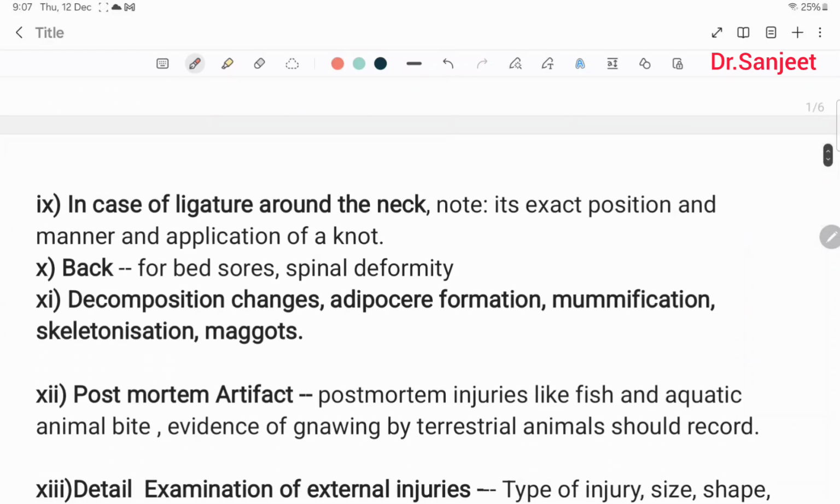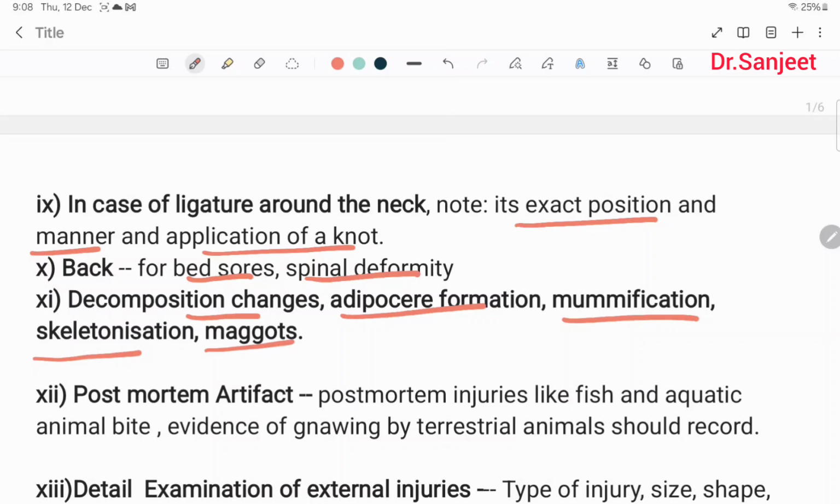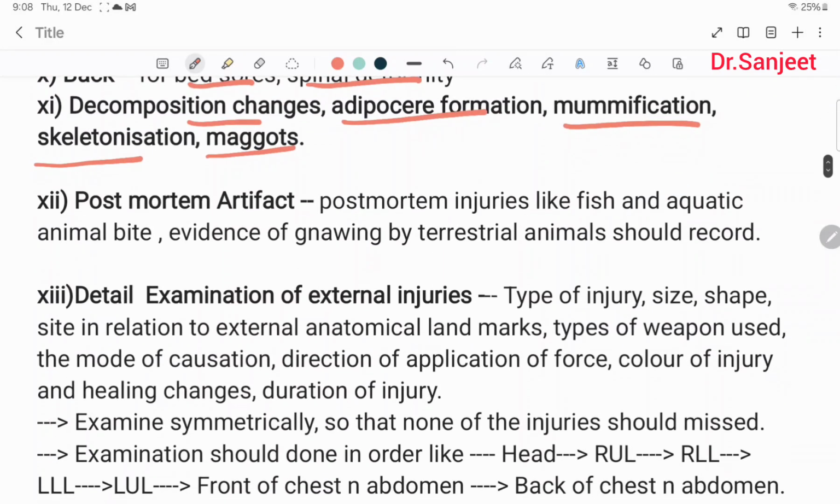Then in case of ligature around the neck, note its exact position, manner and application of the knot. Back for bed sore or a spinal deformity. Decomposition changes: adipocere formation, mummification, skeletonization and maggots. Then postmortem artifacts. Postmortem injuries like fish and aquatic animal bite, evidence of gnawing by rodents or animals should be recorded.